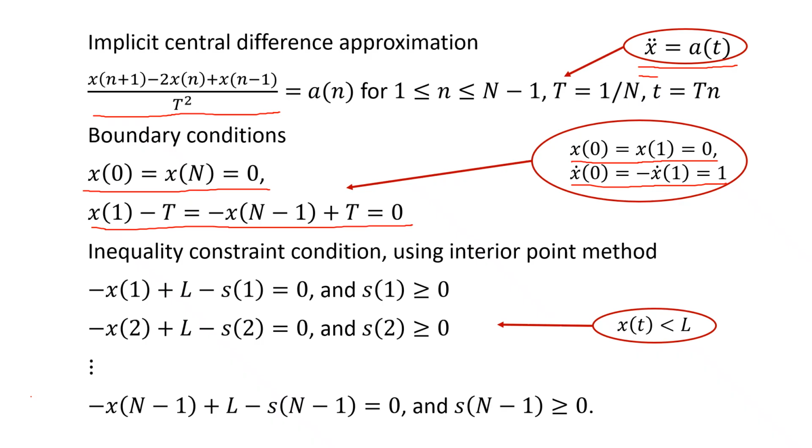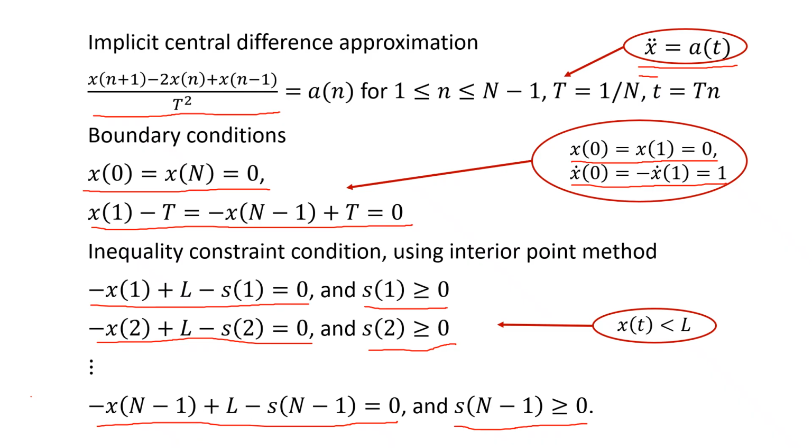equation. There were also constraint equations for the interior point method. These equations can also be written discretely. There are n minus 1 of these constraint equations, which include the slack variables. There are still inequality constraints. However, these inequality constraints are simplified using only the slack variable. There are n minus 1 of these constraints.